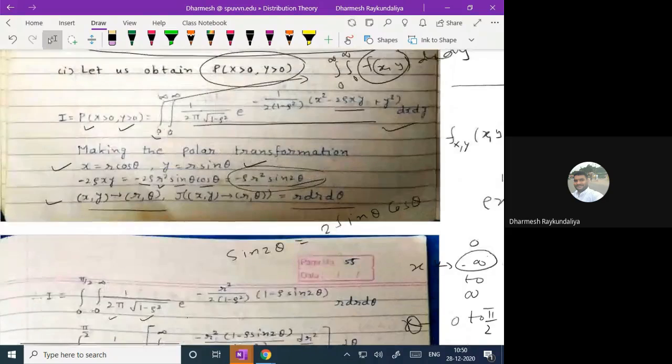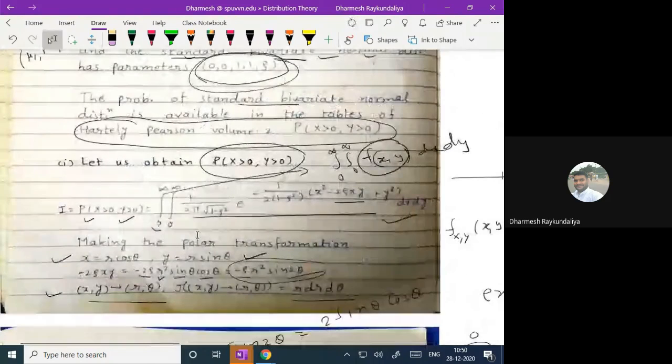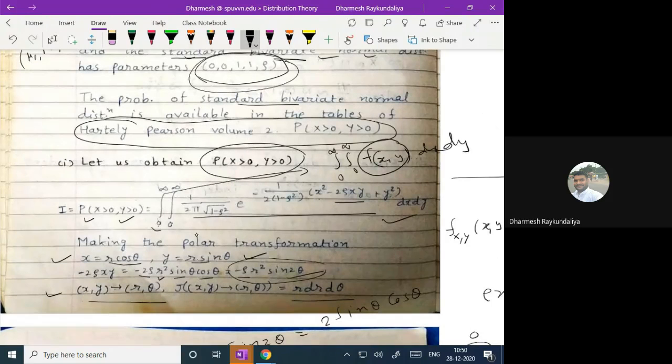What about this? x square is nothing but r square cos square theta, y square is nothing but r square sin square theta. So what will we get? It is r square. r square minus 2 rho xy is nothing but, what will you get? Minus rho r square sin 2 theta. So r square is common, so it is 1 minus rho sin 2 theta.